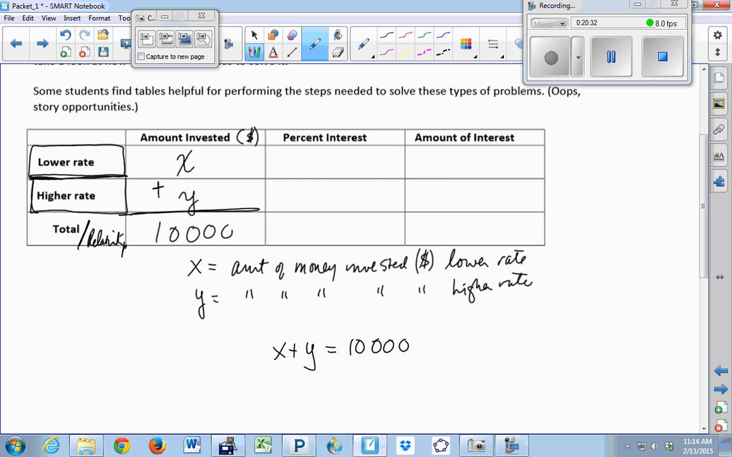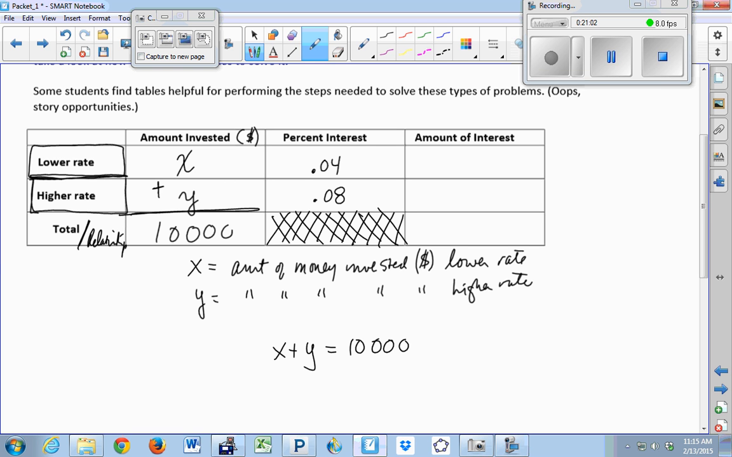Now, not all of these problems you do, you need a table for. This type of investment problem sets itself up beautifully for this, but not all of them you need. So don't go looking for a table for every single problem you see. It's just a tool for this type of problem. Now, we know the percent interest for the lower rate was what, 4%? That's 0.04. And the higher rate was 8%.